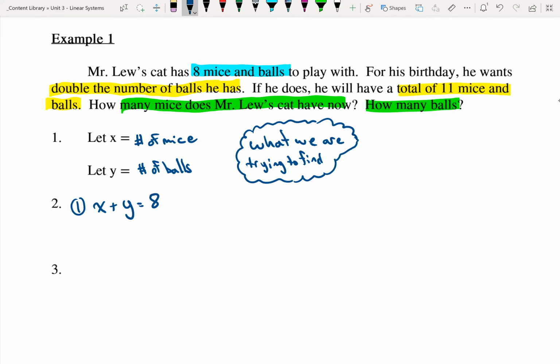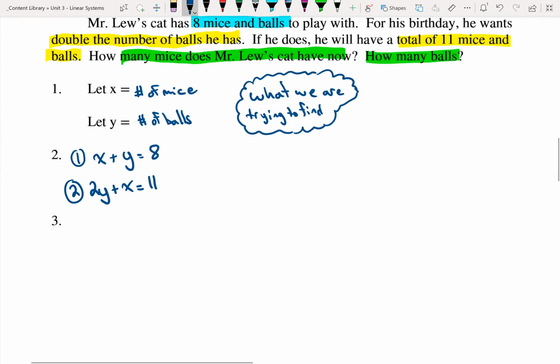The second equation comes from the second part of the question. So for his birthday, he wants to double the number of balls he has. So if y is the number of balls he currently has, if we double that, it's 2 times y. The number of mice stays the same, plus x, will equal a total of 11 toys in total. So those are my two equations.